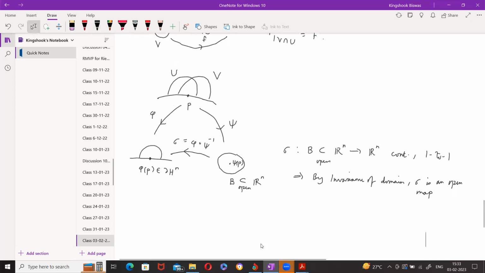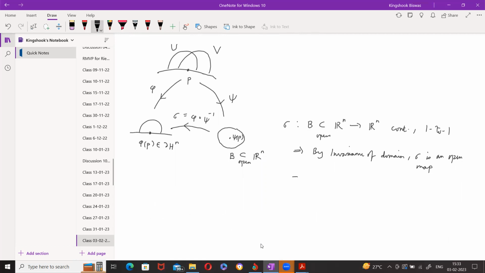But then that means that sigma of this ball B, sigma of B, contains a ball around this point in the image, phi of P. But then you get a ball in the image around phi of P. But that ball also contains points in the lower half space. But that's a contradiction, right?